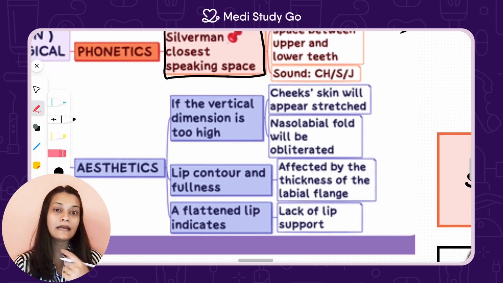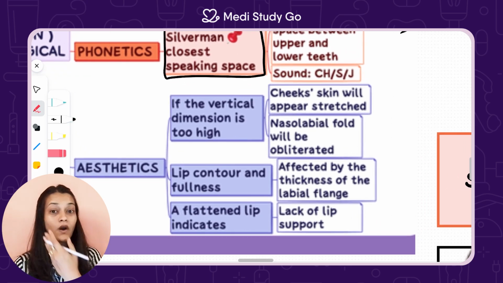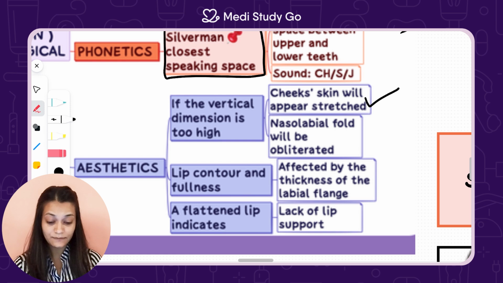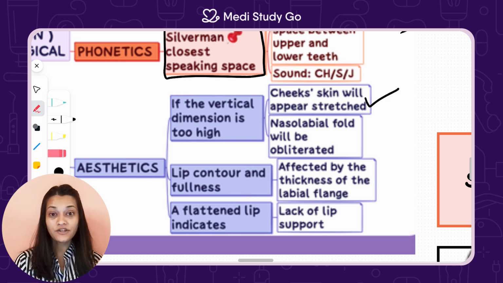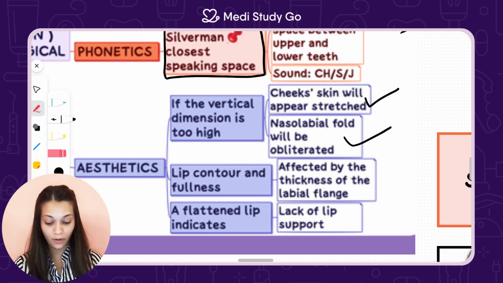Then talking about the aesthetics. Again, you notice your entire face. The vertical dimension, if too high, the cheek will appear stretched. The fold will be obliterated. Can you see a fold here? But what if it's too stretched? Correct? It's going to be obliterated.